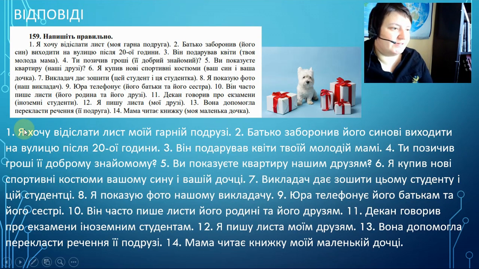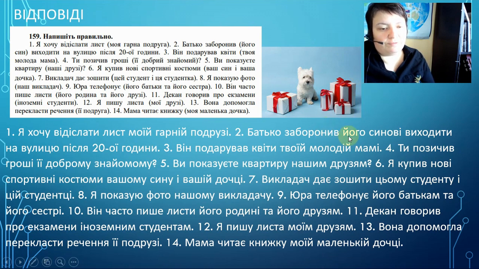Відповідь. Answers. So let's check our exercise. So, я хочу відіслати лист моїй гарній подрузі. I want to send a letter to my very good friend. Моїй гарній подрузі, this girlfriend, feminine friend. So, моїй гарній подрузі. That's grammatical feminine dative.